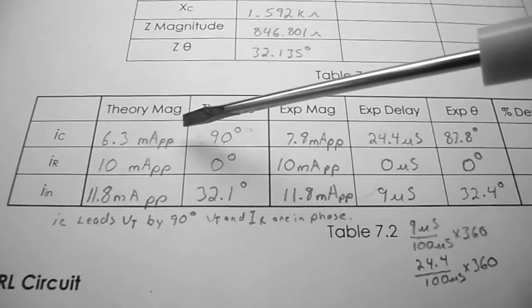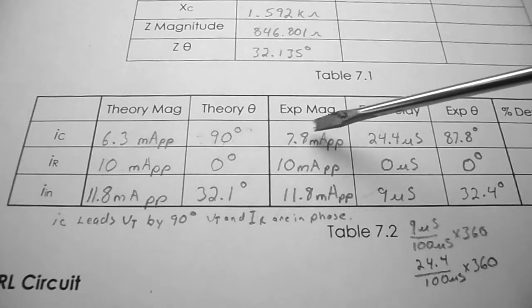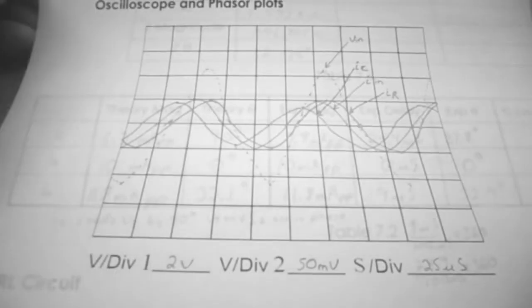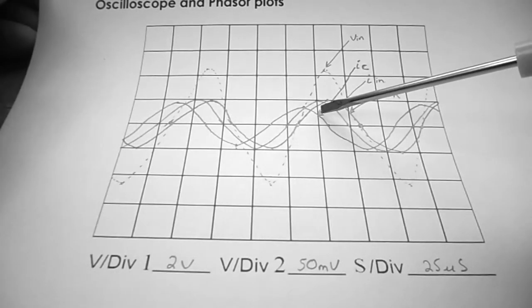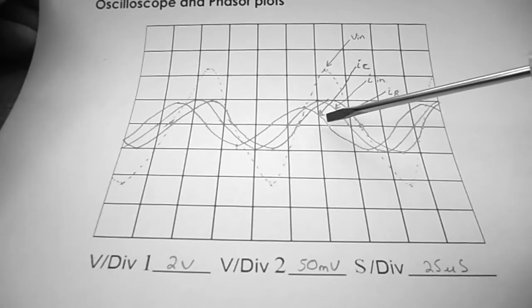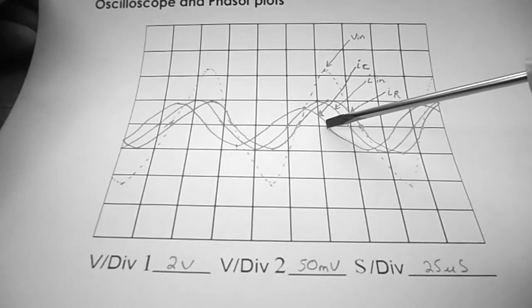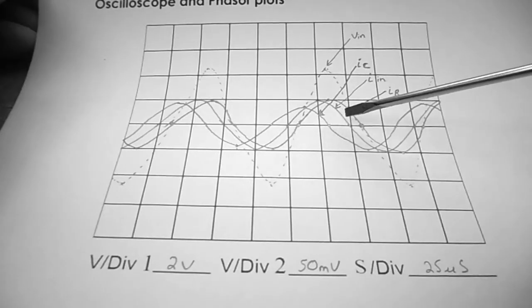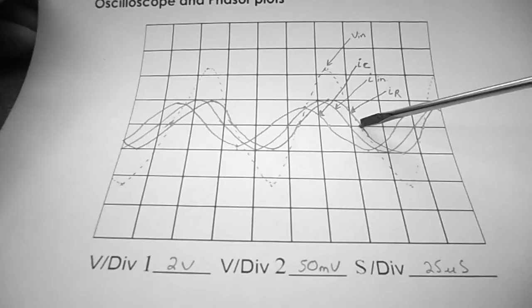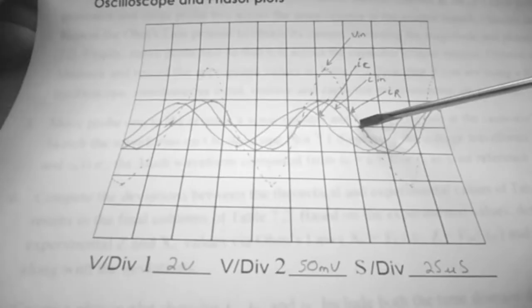So you can see my readings from my capacitor are off a little bit. But then again, my capacitance was off a little bit too. So I've managed to sketch in my last waveform, which is IC. So you can see I have IC, which is leading, IN, which is the reference, and IR, which is lagging.